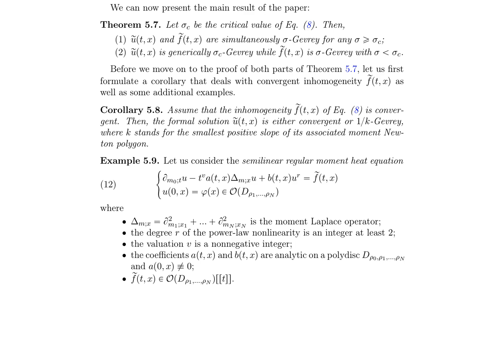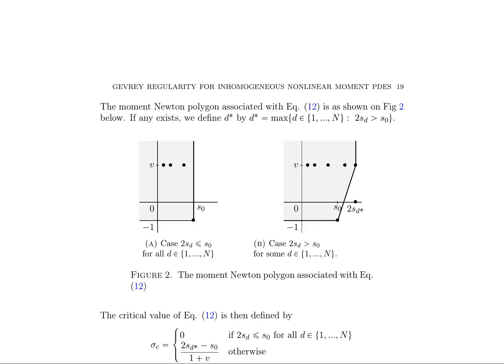Example 5.9 illustrates the application of the theorem, focusing on a semilinear regular moment heat equation with a power law nonlinearity. The Gevrey regularity of inhomogeneous nonlinear moment PDEs is discussed through the analysis of the moment Newton polygon associated with equation 12, depicted in Figure 2. The critical value is defined based on the conditions for the variables (t, x). Theorem 5.7 establishes the Gevrey regularity of the unique formal solution for equation 12.